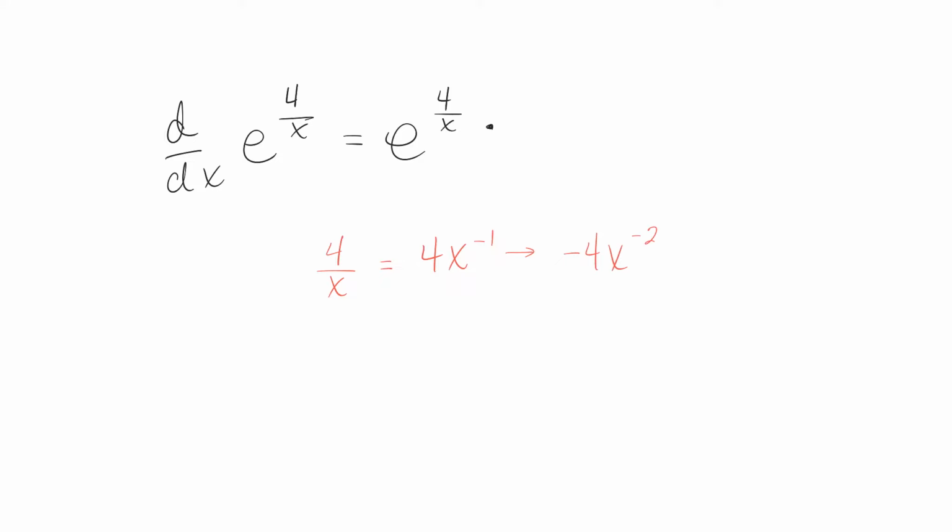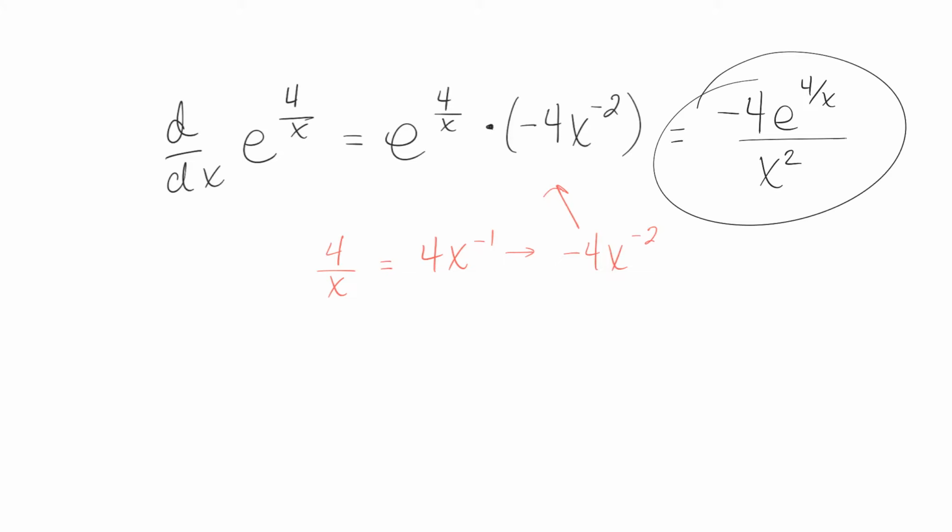So I'm going to put that in. So times negative 4x to the negative 2. Everybody okay with that so far? Okay, can we make that look a little better? Oh, I don't know, it's kind of ugly. Negative 4e to the 4 over x squared. Well, questionable. No good way to make that look nice.